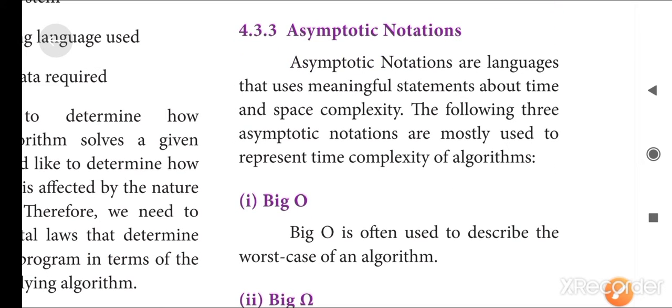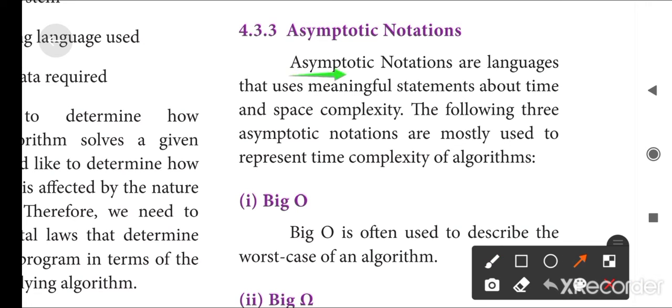Next, we can move to the next topic, asymptotic notation. It is a very important question, a 3-mark question. What is meant by asymptotic notations? Asymptotic notations are languages that use meaningful statements about time and space complexity. These notations also depend on the time and space complexity.